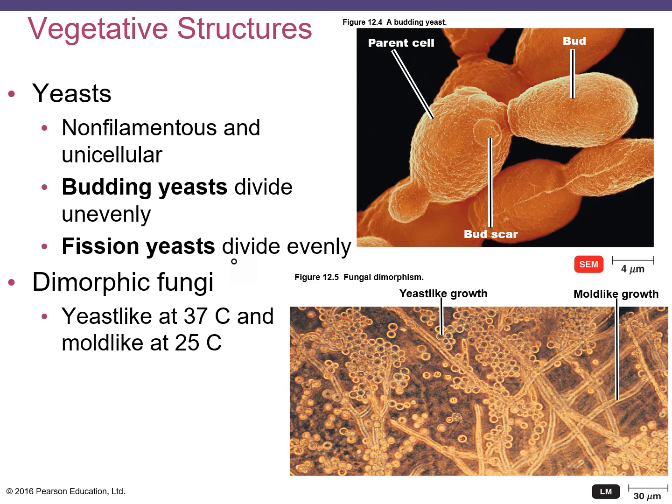All right, yeast. Yeast are non-filamentous, unicellular fungi that are typically spherical, or sometimes oval. Like molds, yeast are widely distributed in nature. They are frequently found as a white, powdery coating on fruits as well as leaves. Budding yeasts, such as Saccharomyces, divide unevenly.